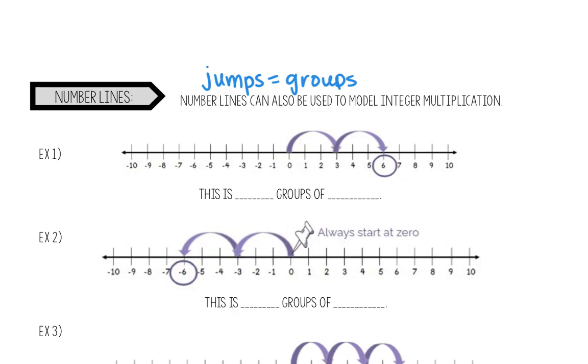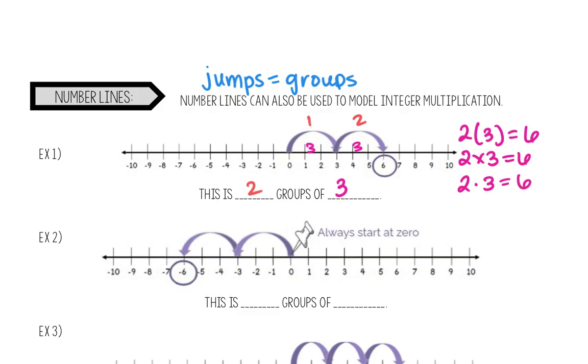So looking at this first example, I have 1 jump, 2 jumps. So that's 2 groups. And then how big is each jump? There's 3 in each jump. So that's 2 groups of 3. So what am I modeling? 2 times 3. And where does it land? Where it lands is your answer. So that is showing 2 times 3 equals 6. Or I could write it 2 times 3 or 2 times 3 equals 6.